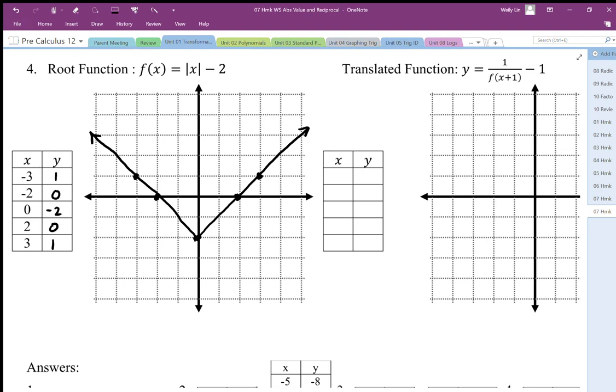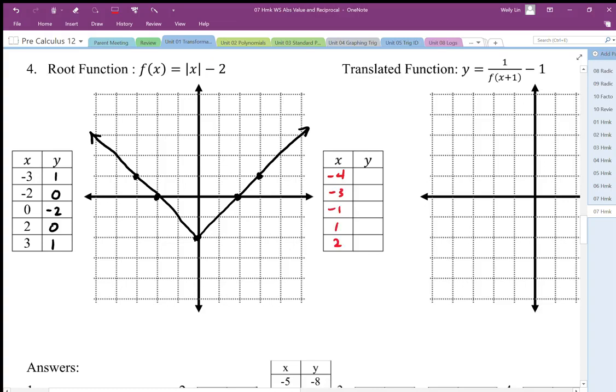In doing the reciprocal functions, we need to make sure that we know where the zeros are. So we're going to first do the horizontal shift on this particular graph. So we have a horizontal shift of left 1. So I'm going to go -4, -3, -1, 1, and 2.